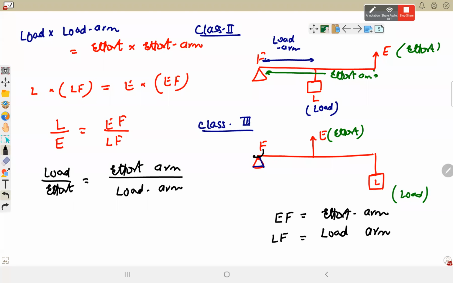And the ratio of load to effort is called what? Mechanical advantage. So the mechanical advantage of a lever is the ratio of load to effort, or it is the ratio of effort arm to load arm.